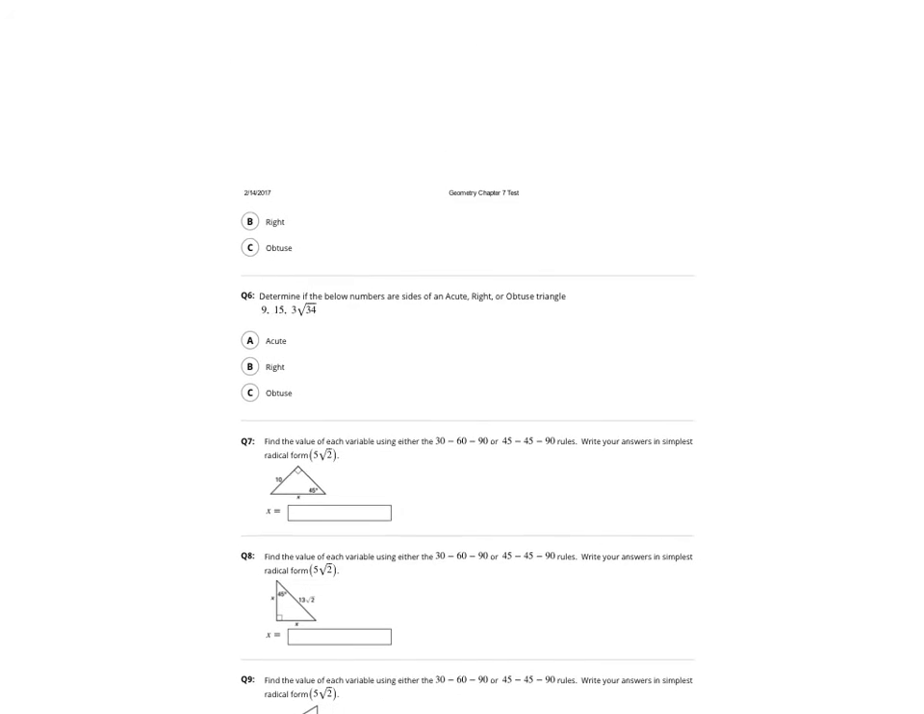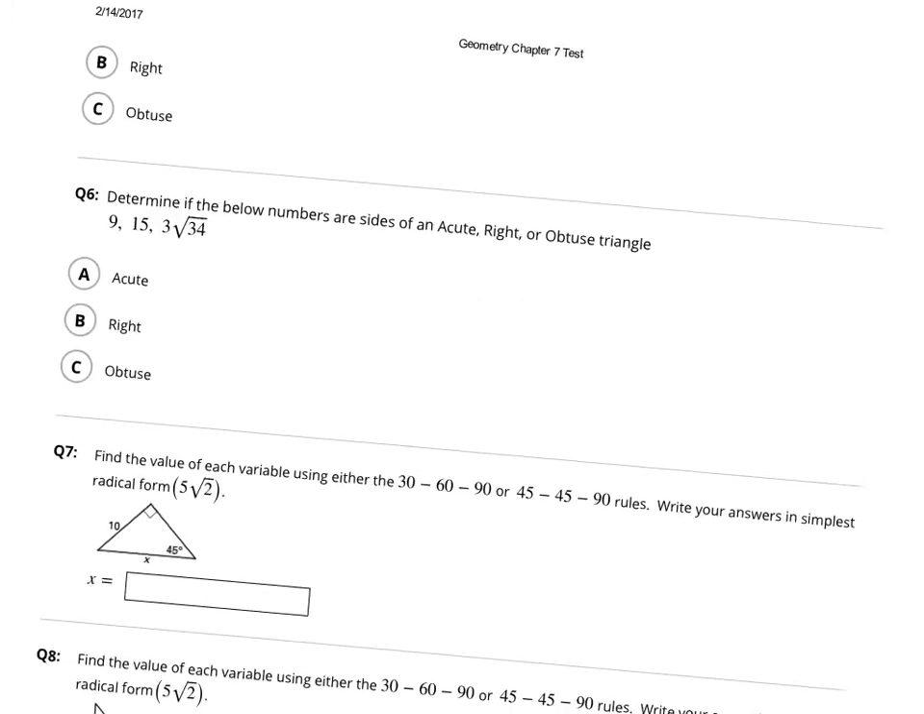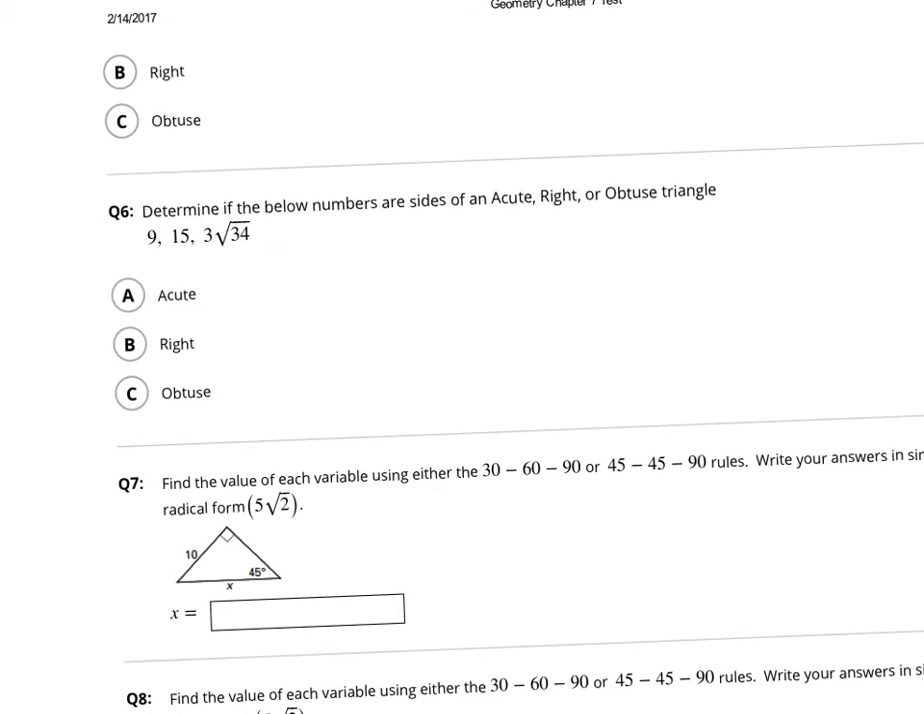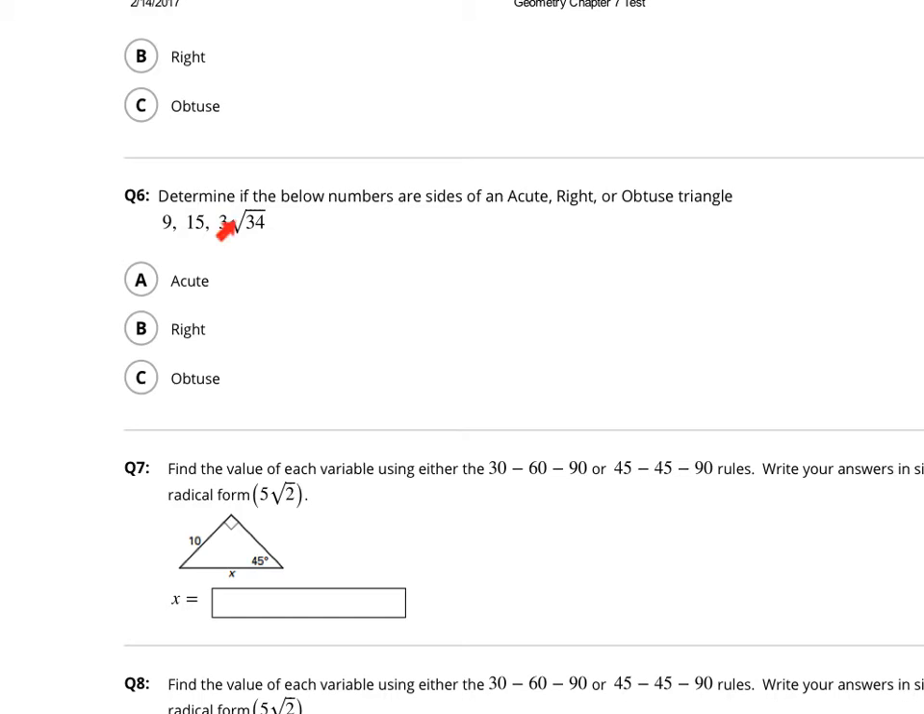You're doing the same thing on number 6. But the one thing you want to check out first is plug this into the calculator, 3 radical 34, and see what decimal number it is. Make sure of who is the actual longest side here. Is it 15 or is it this guy? And then do what we did on the last page.